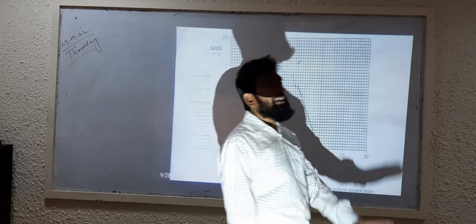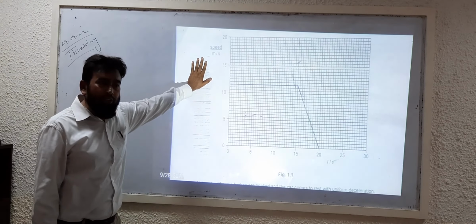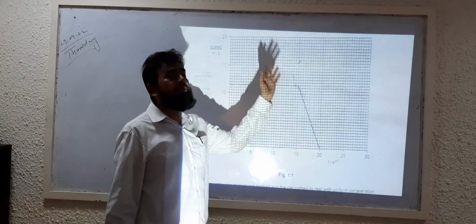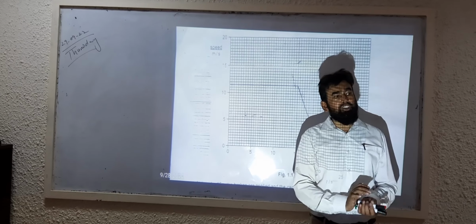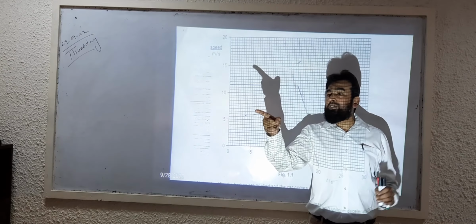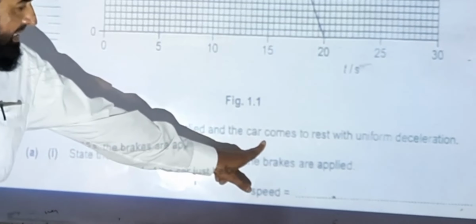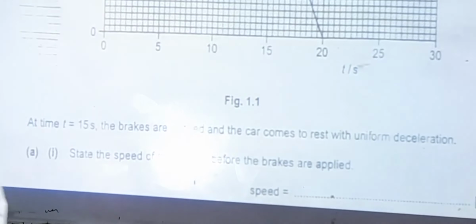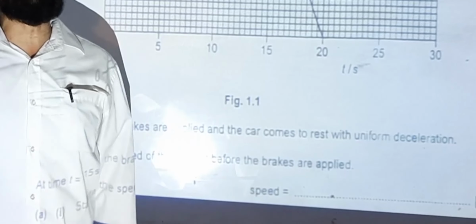I told you that whether it is speed time graph or velocity time graph, both the graphs are drawn the same way. So here its gradient gives you the acceleration and area under the graph gives you the displacement or distance traveled. Is it clear? At time t equals 15 seconds, the brakes are applied and the car comes to rest with uniform deceleration. State the speed of the car just before the brakes are applied.